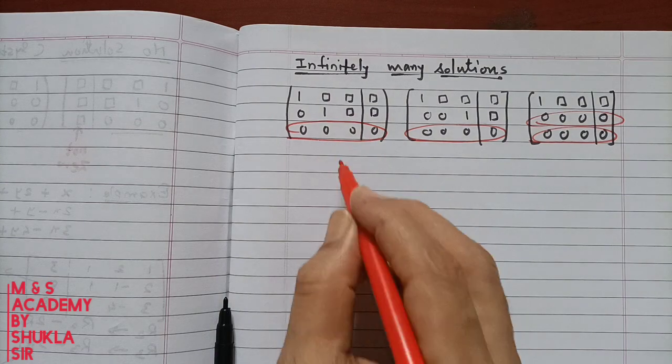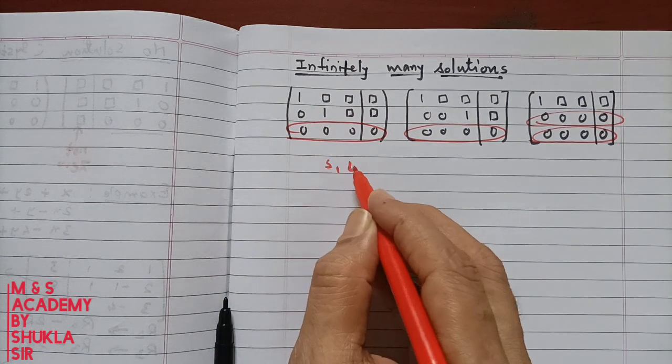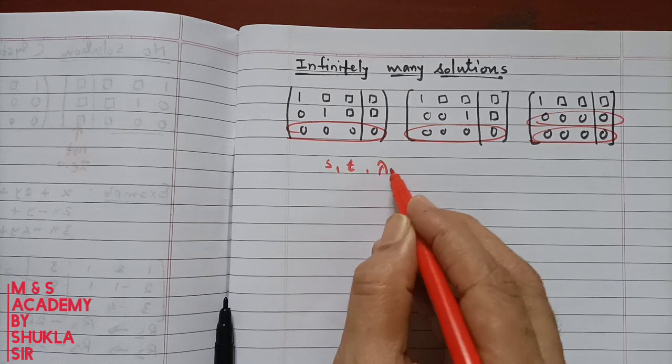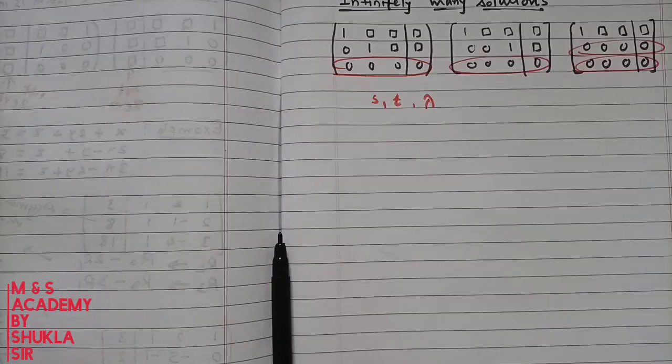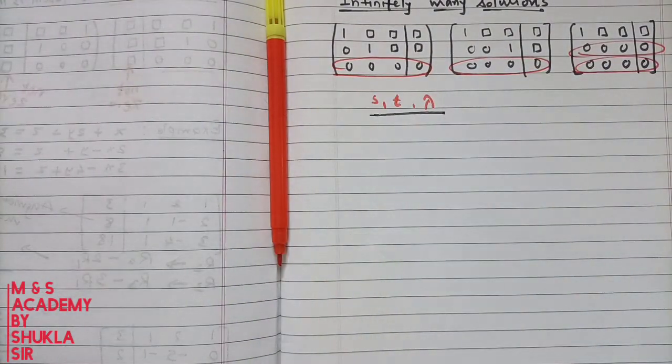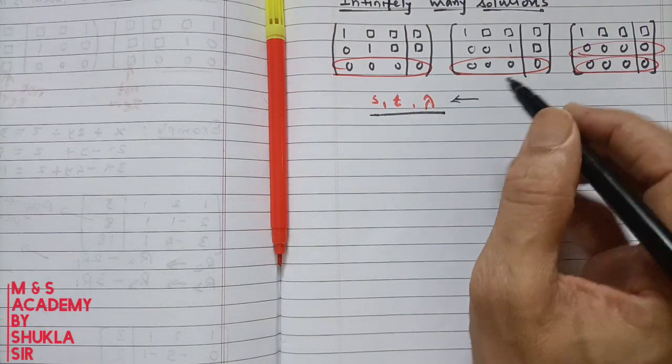Some people say take S, some people take T, some people take lambda. So the choice is yours. You can write your answer in terms of an arbitrary constant, which is called a parameter.